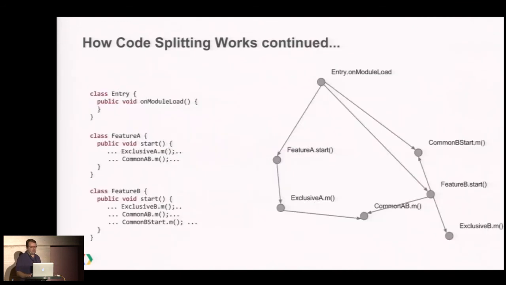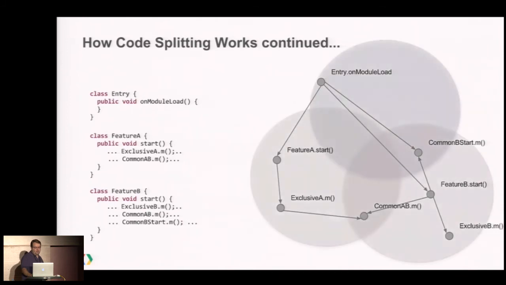Let's see if I've got a visual representation of this. So this is a picture of kind of what this would look like. The first circle at the top is traversing everything from onModuleLoad. The other circle represents traversing everything from a runAsync split point. This is code that's exclusive to that split point, not seen by anybody else. And likewise, there's another split point, feature B.